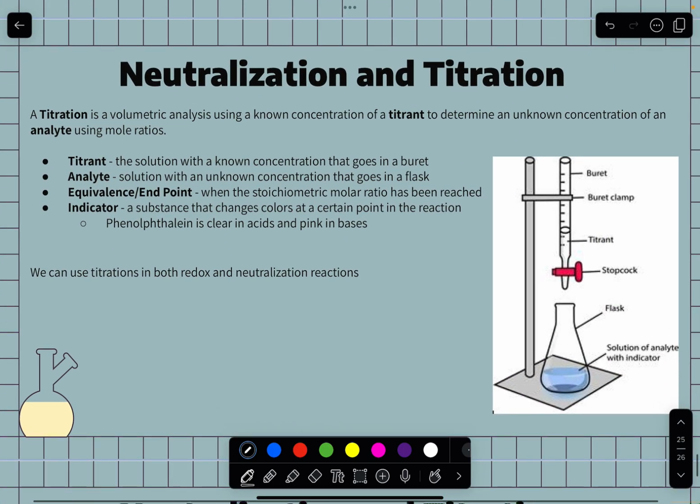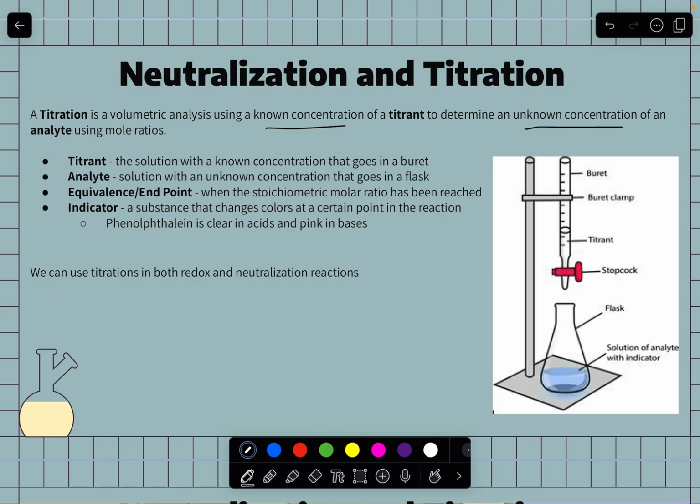All right, and then the last part we're going to talk about is the neutralization reaction. We're not going to do a lot here, just introduce it, introduce titrations. This is something we're going to do in Unit 8 with our acids and bases. But what a titration is, is a volumetric analysis. So volumetric means we're actually using volumes. And we're using a known concentration of a titrant to determine the unknown concentration of an analyte.